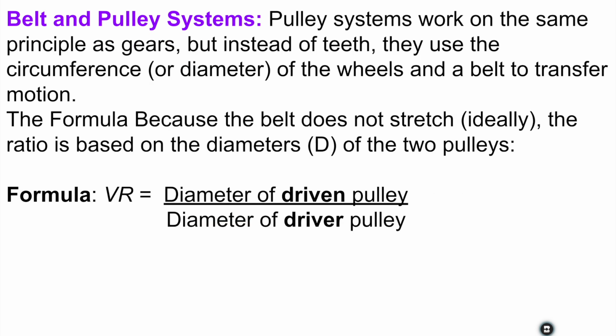For belt and pulley systems, we must understand that pulley systems work on the same principle as gears, but instead of teeth, we use circumference or diameter, and in fact, we're just going to use diameter of the wheels and the belt to transfer motion. The formula, because the belt doesn't stretch, and of course this is ideally, is the ratio based on the diameters of the 2 pulleys. So the velocity ratio will be driven pulley over driver pulley. Diameter of the driven pulley over diameter of the driver pulley.